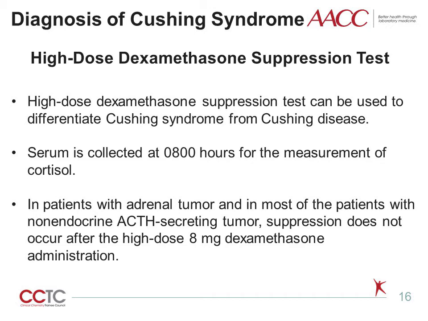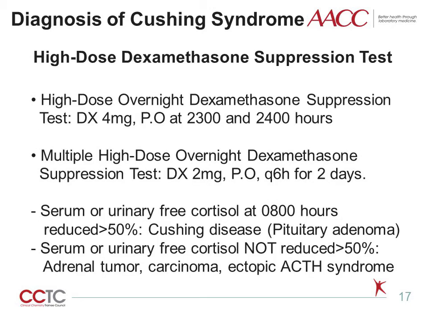In patients with adrenal tumor, or in most of the patients with non-endocrine ACTH-secreting tumors, suppression does not occur after the high-dose 8 milligram dexamethasone administration. More specifically, high-dose dexamethasone can be given in 2 ways: 4 milligrams taken orally at 11 p.m. and midnight, or dexamethasone 2 milligrams orally every 6 hours for 2 days.